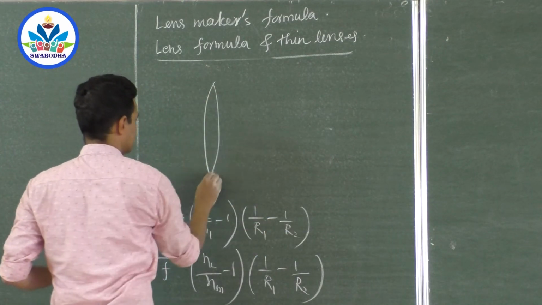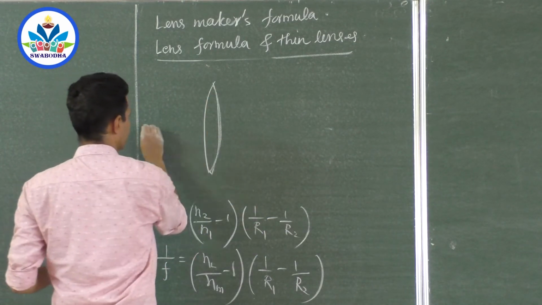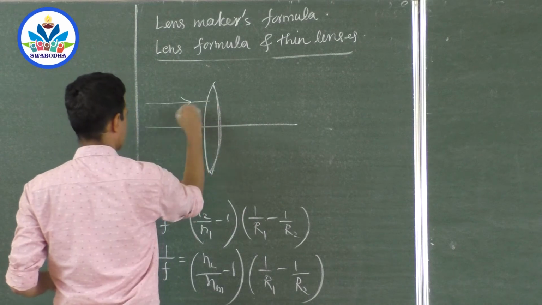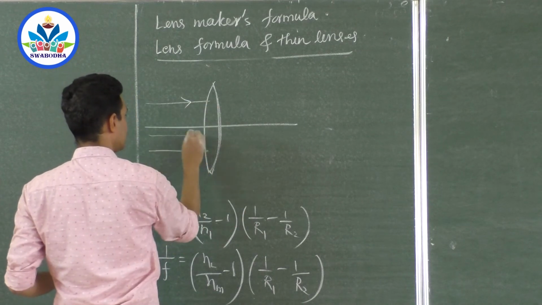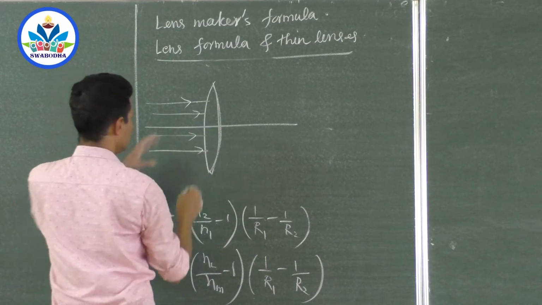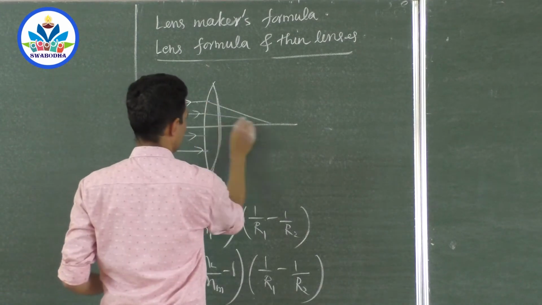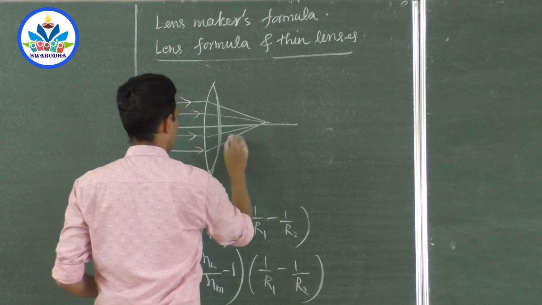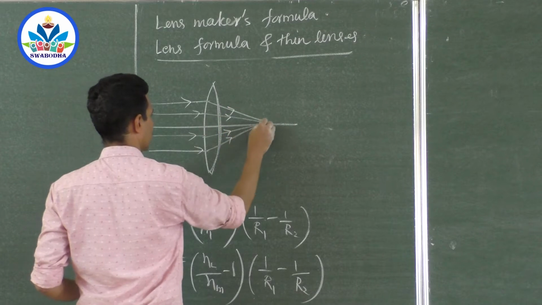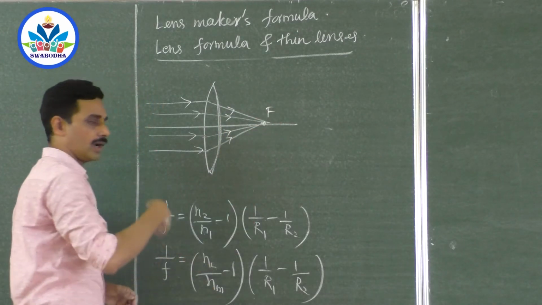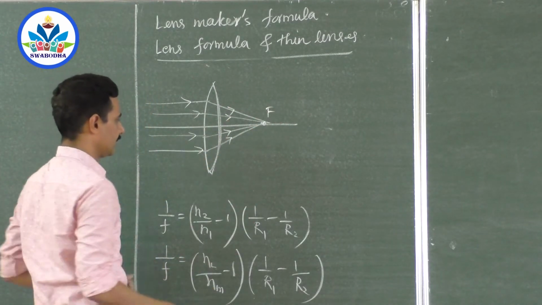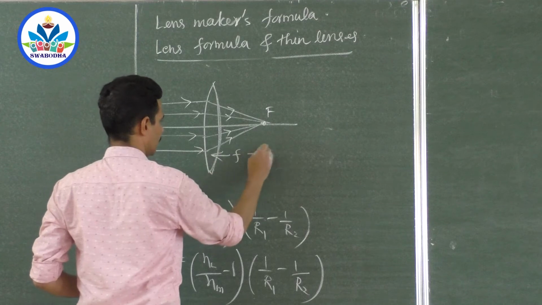If a thin lens is taken, and if parallel rays are incident on the lens very close to the principal axis, actually these rays should be very, very close to the principal axis, then after refraction they converge at a point, and this point is called the focus. They really converge outside the lens on the other side, and this length is called the focal length.